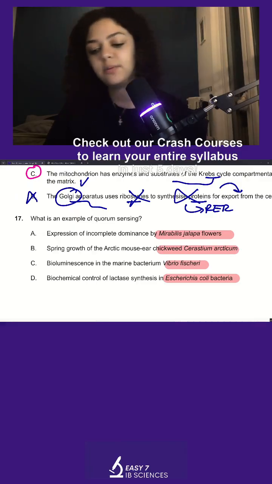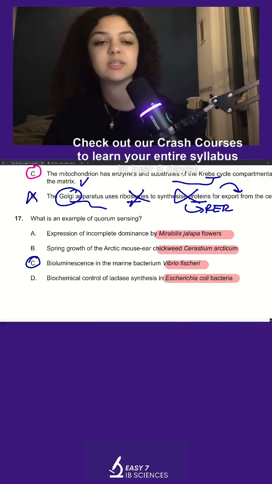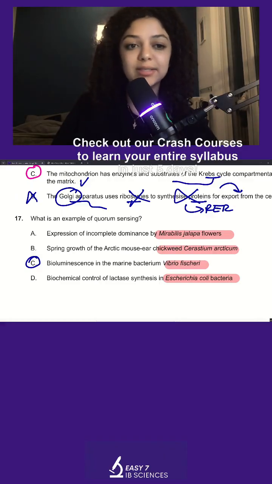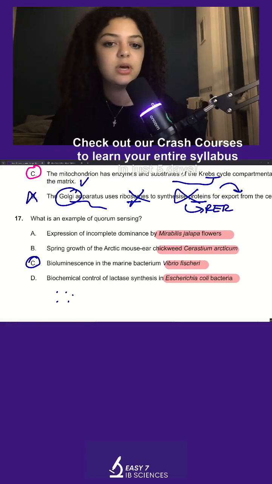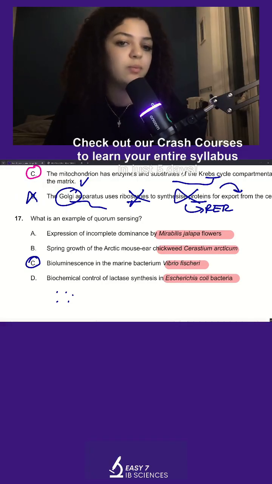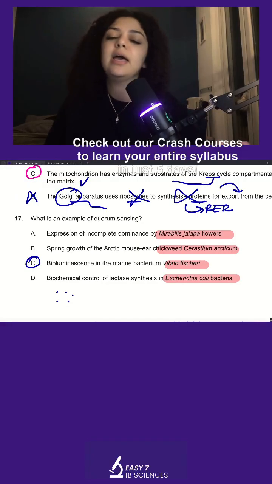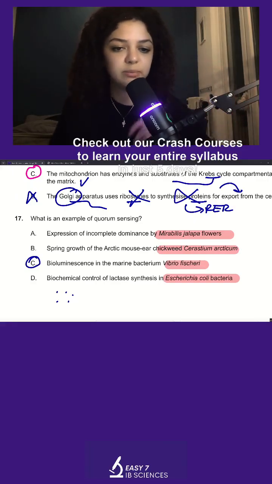What is quorum sensing? Does anyone know what quorum sensing is? Quorum sensing is essentially the process of how bacteria communicate. When we have a little amount of bacteria, they barely need to communicate. I mean, they do communicate, and we know that they can through the pili and through conjugation and the movement of plasmids. And this is another part of the syllabus that you need to know.